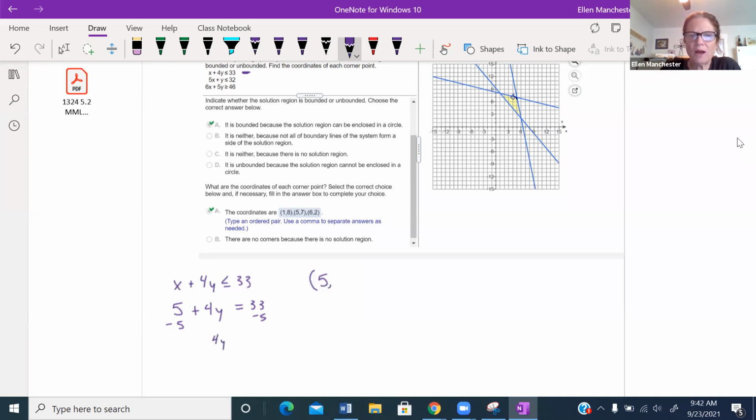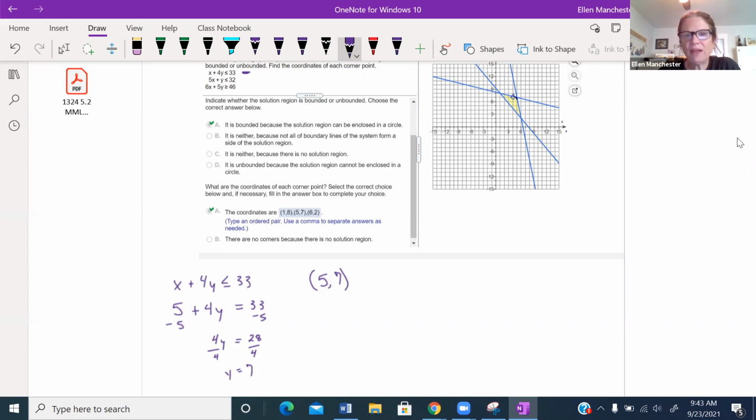So I get 4y equals 28. And 28 can be divided by 4 evenly. So I get y equals 7. That is my first point. Okay, so I come over here. And with this, what you can do is you can get your 2 points, because it's my math lab. You're going to get your 2 points, and then you're going to graph those 2 points. Okay, so this is my first point.